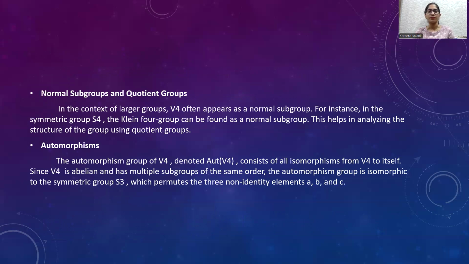Automorphism. The automorphism group of V4, denoted by Aut(V4), consists of all the isomorphisms from V4 to itself. Since V4 is abelian and has multiple subgroups of the same order, the automorphism group is isomorphic to the symmetric group S3, which permutes the three non-identity elements A, B, and C.